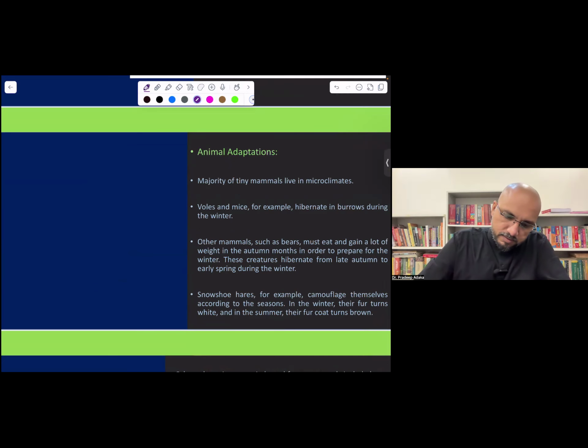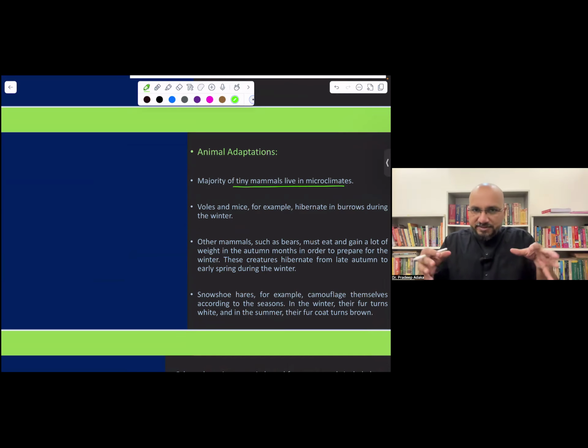Right. So majority of tiny animals live in the microclimate. They will hide, like insects. They will hide inside the fallen trunks. So trees that have fallen, they are decomposing inside them. They will hide to protect themselves from low temperatures. So voles and mice, for example, they hibernate in the burrows during the winter. They will burrow into the soil or the bottom layer or dead wood and survive the winter or hibernate.